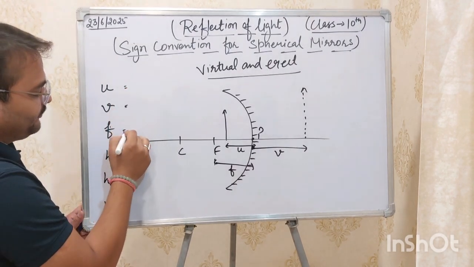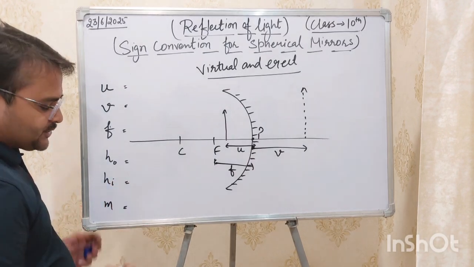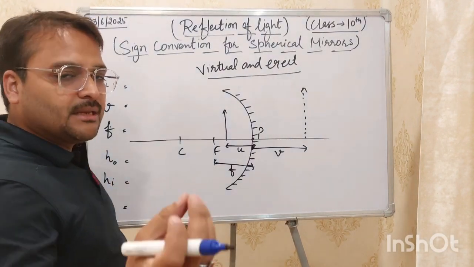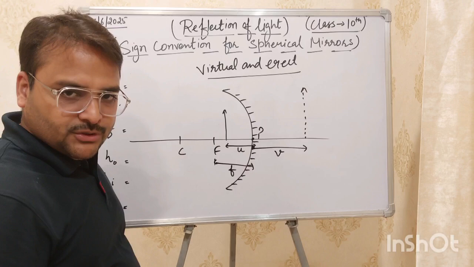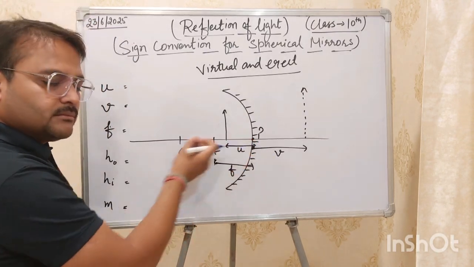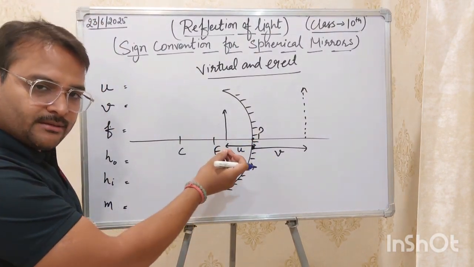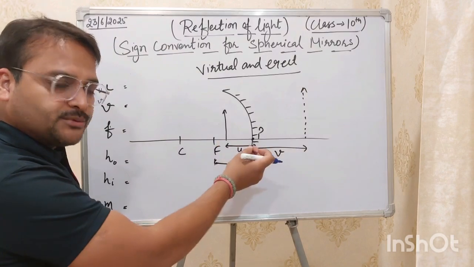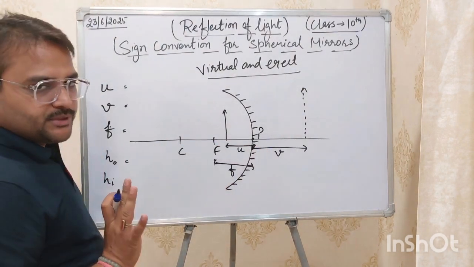At last, magnification. What does magnification represent to us? Magnification represents the size of the image. So if we change the size of the object or the position of the object, then the magnification will also change.